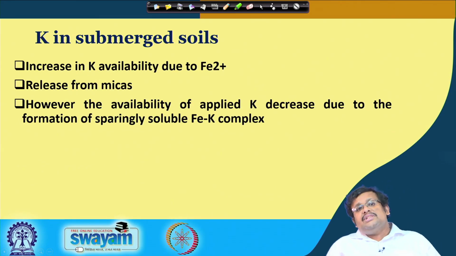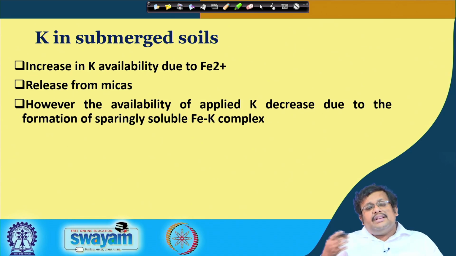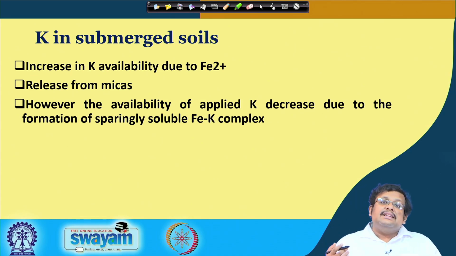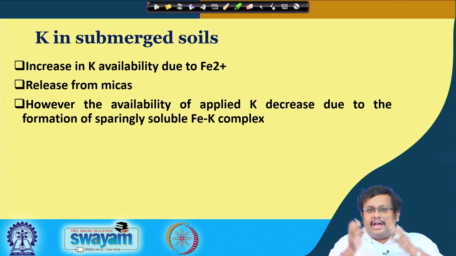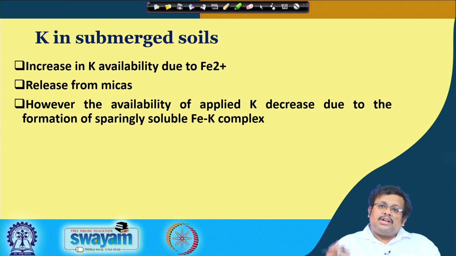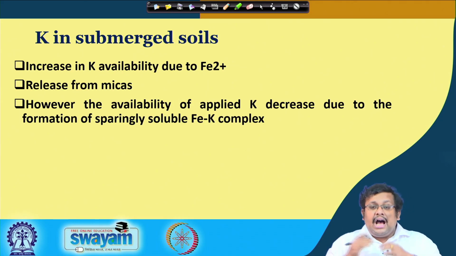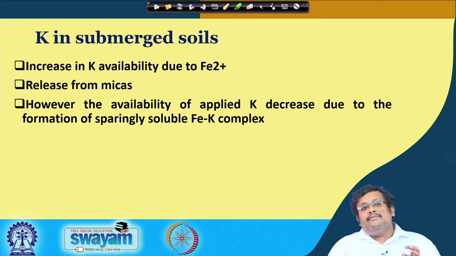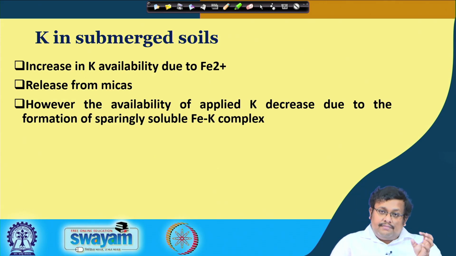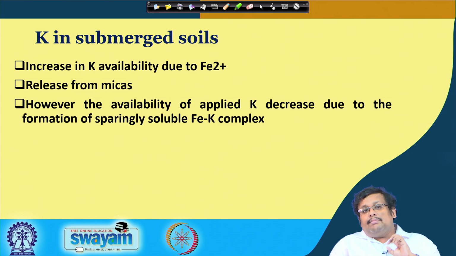Now, let us talk about the potassium in submerged soils. Generally, the potassium availability increases due to the presence of ferrous ion, and also this potassium gets released from micas in the submerged soils. So, their availability increases. Sometimes the availability of applied potassium decreases due to the formation of some sparingly soluble iron potassium complexes. So, mostly the potassium availability in the submerged soil increases.